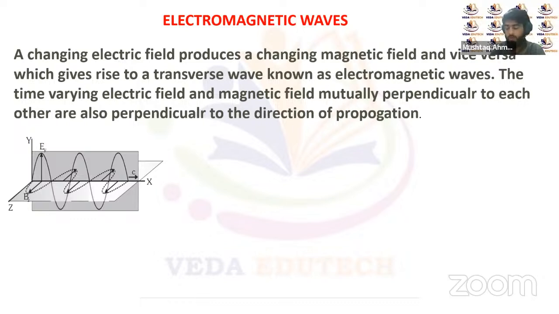Electromagnetic waves are a very important component of our daily life. You can see that we have light. The light has a dual nature: it has both particle as well as wave nature. And light itself is an electromagnetic wave. There are different types of waves: mechanical waves and electromagnetic waves.